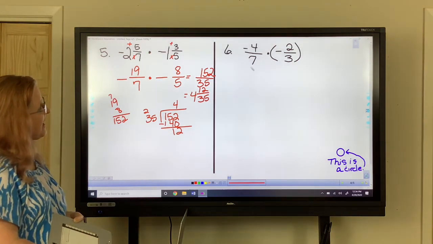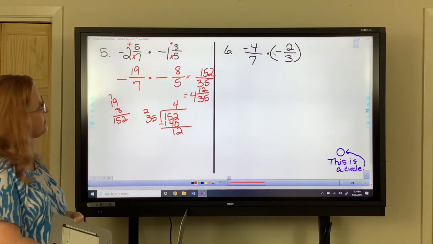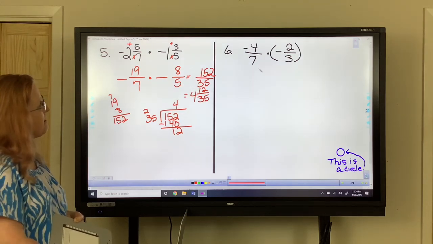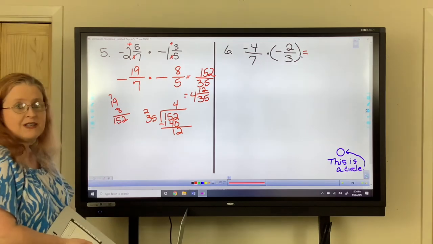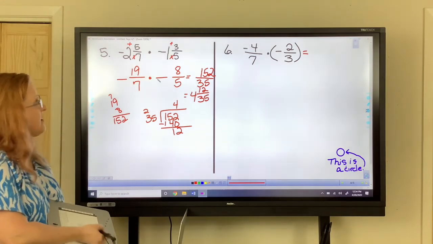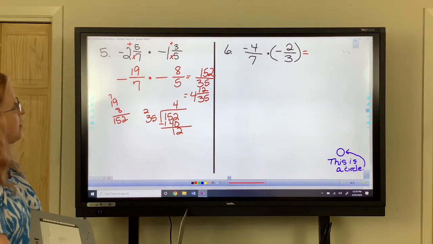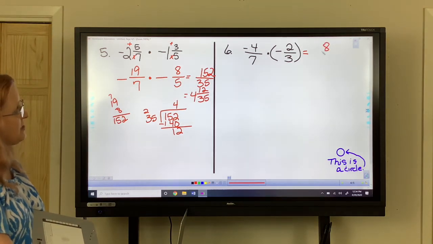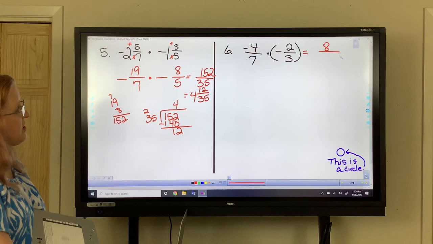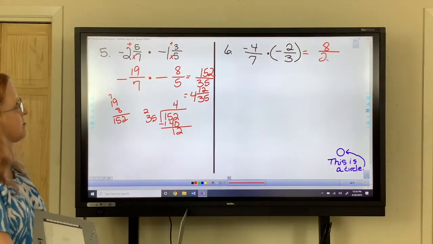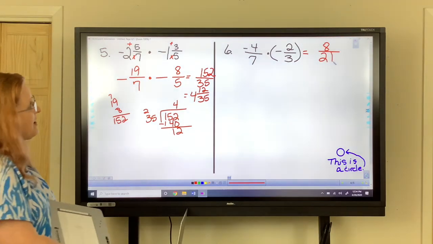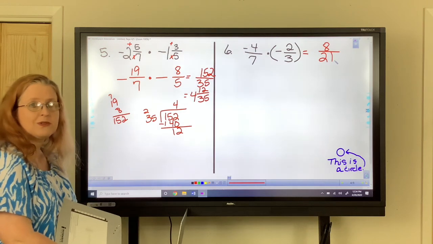And do I have anything that will reduce? I do not. My answer is going to be a positive, because a negative times a negative is a positive. And so I multiply the top, and I get 8. 7 times 3 on the denominators is 21. And so my answer is 8 over 21.